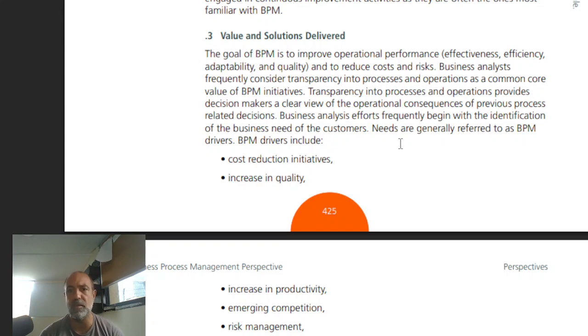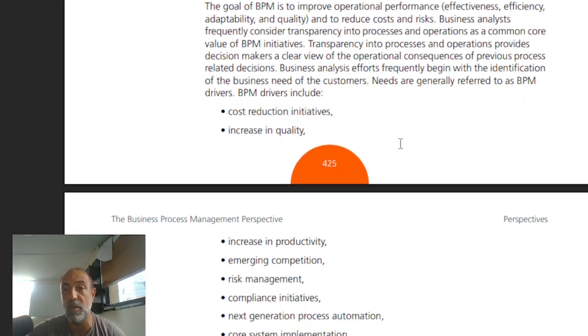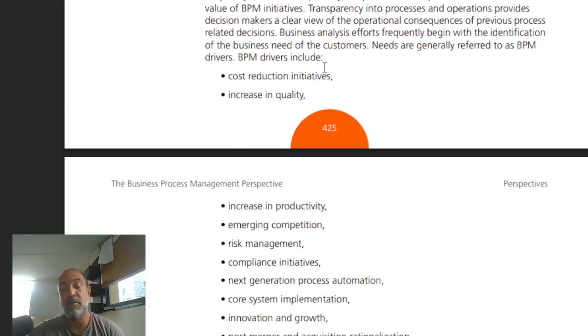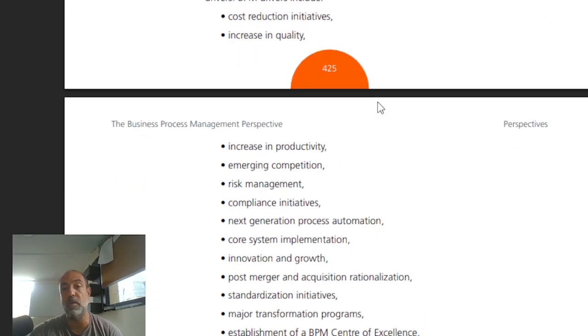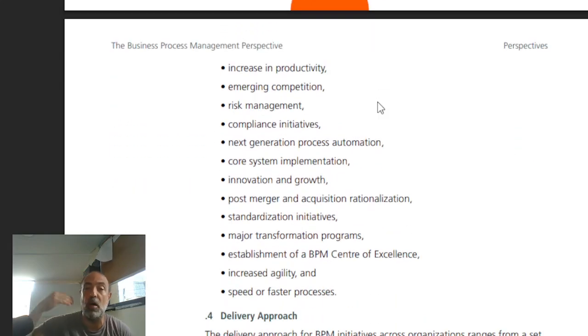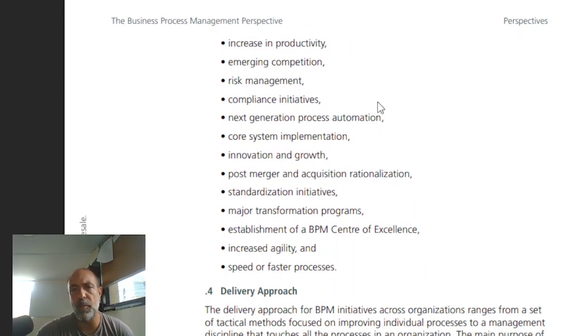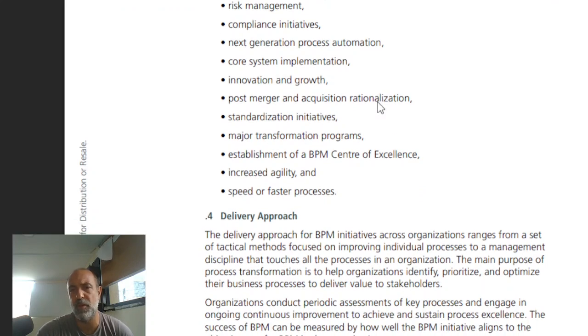Amazing. Business analysis efforts frequently begin with the identification of a business need or customer needs, generally referred to as BPM drivers. These drivers are cost reduction initiatives, increasing quality, increasing productivity, emerging competition, risk management, compliance initiatives. Notice they're all performance. It's process, so it's performance. Competition: they need to do better. Next generation process automation, core system implementation, innovation and growth, post-merger and acquisition rationalization, standardization initiatives, major transformation programs, establishment of a BPM center of excellence.